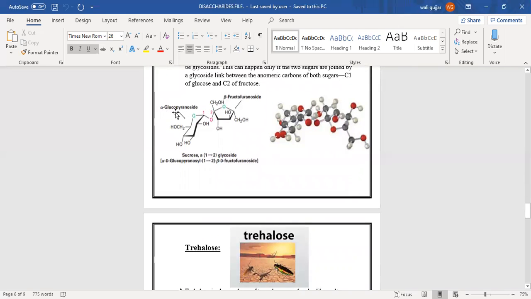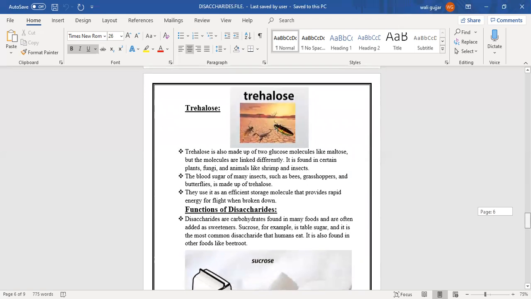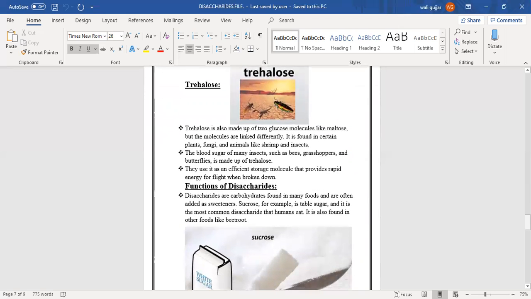And in this you can see an alpha-glucopyranoside and a beta-fructofuranoside. Then we see some other examples of disaccharides like trehalose. Trehalose is also made up of two glucose molecules like maltose, but the molecules are linked differently. It is found in certain plants, fungi, and animals like shrimp and insects. The blood sugar of many insects such as bees, grasshoppers, and butterflies is made up of trehalose. They use it as an efficient storage molecule that provides rapid energy for flight when broken down.